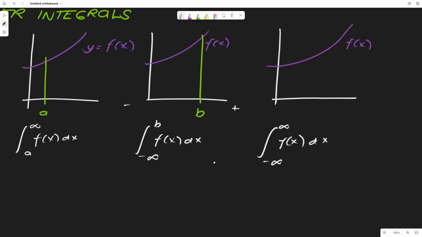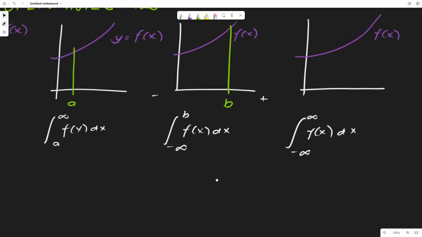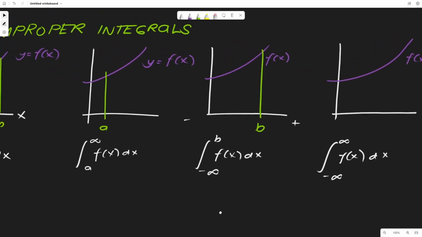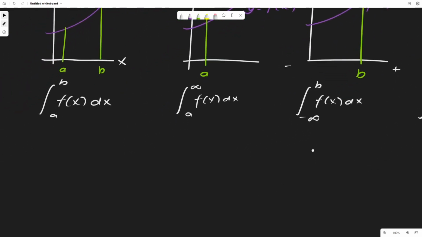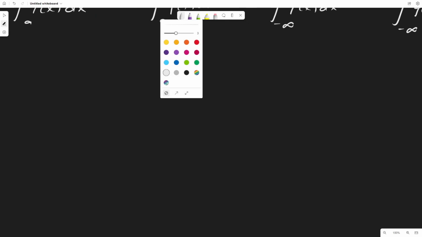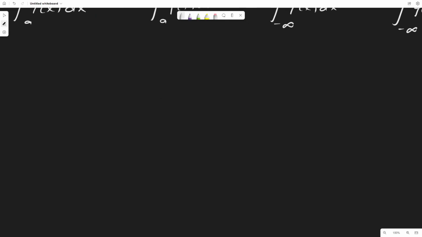This type of integrals, where infinity serves as its boundary, integrals with infinity as its boundary, is what we call improper integrals. So that's our topic for today, improper integrals. So let us solve, let's try. How do we actually solve improper integrals?